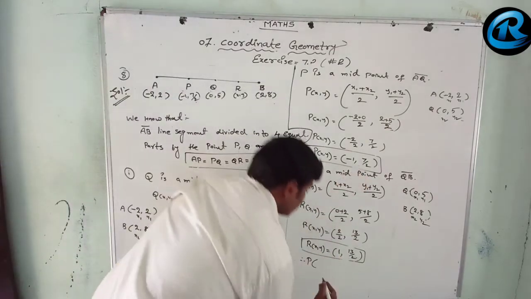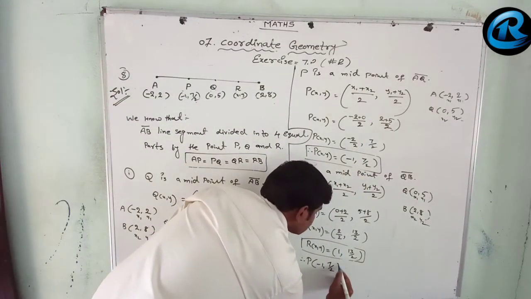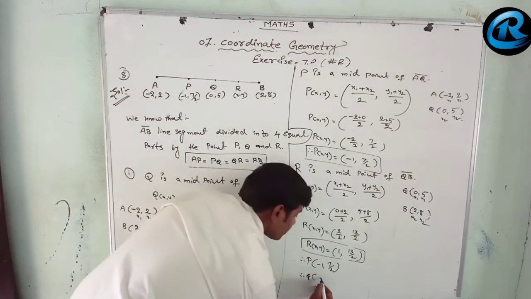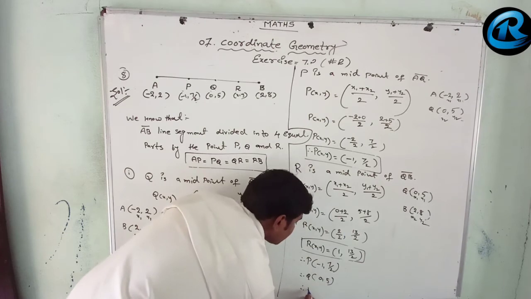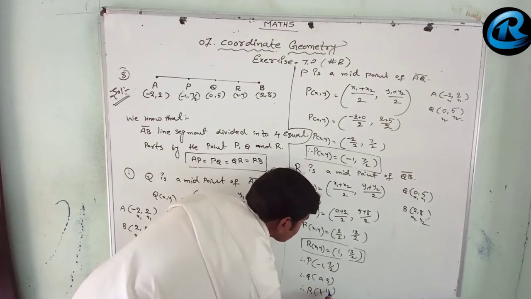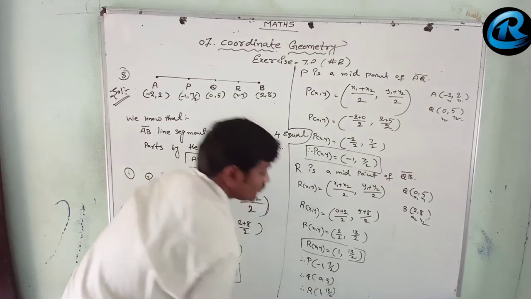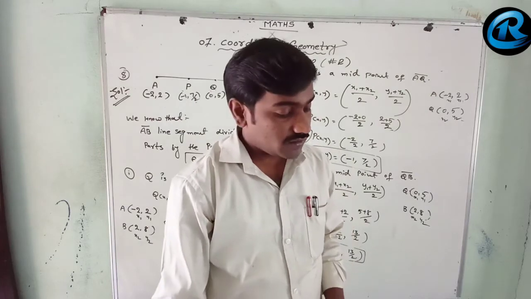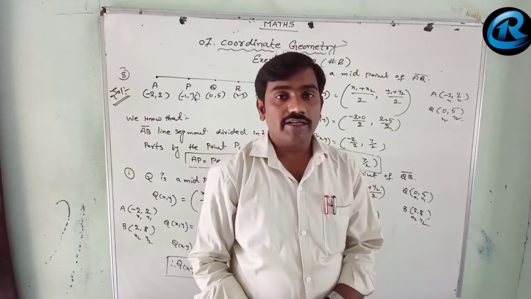P x comma y is what? Minus 1 comma 7 by 2, and Q point is 0 comma 5, and point R is 1 comma 13 by 2. I hope you understood how to find the solutions of this. Now we can go for the next question.